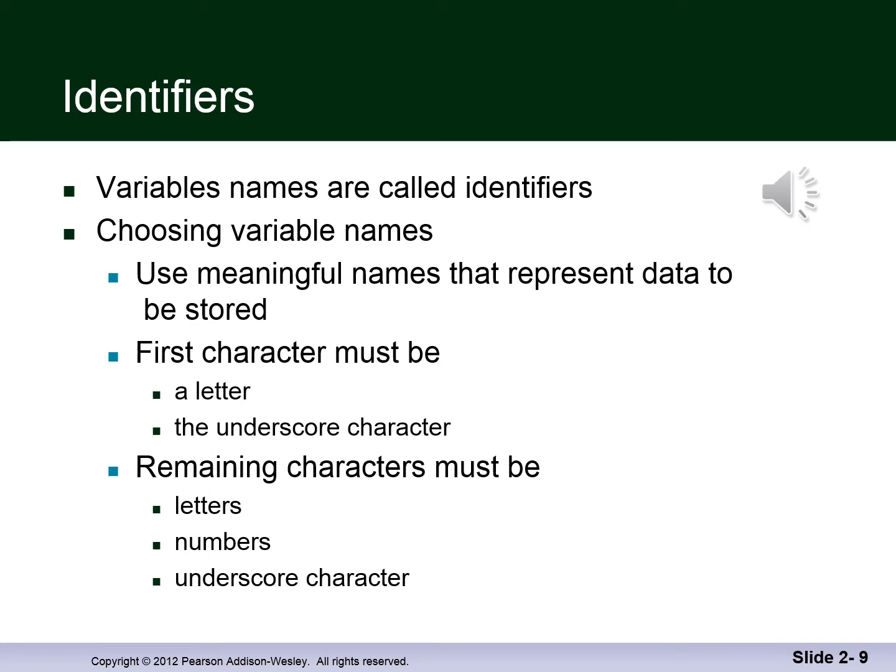Some rules for naming identifiers: the first character must be a letter or the underscore character, and the remaining characters must be letters, numbers, or underscore characters. No special characters, exclamation points, question marks, etc. So if I were creating a variable that would hold the value of number of bars in the program, I'd use number_of_bars, or just simply number_bars.